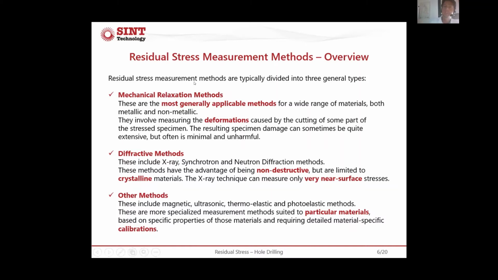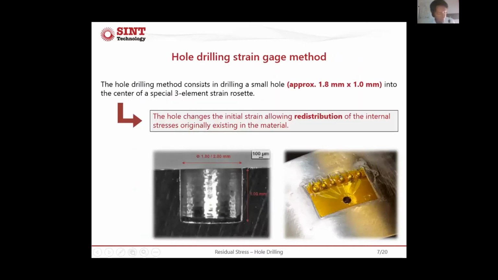And among the mechanical relaxation methods, hole drilling is the most popular because it's probably the least expensive, fastest, and also the one that introduces the smallest damage. As you can see, it means making a very small hole, in some particular conditions, into the center of a special strain gauge rosette. So we install the sensor, the strain gauge, on the surface, and then we make this small hole, about 1-2 millimeters of diameter and 1 millimeter depth.